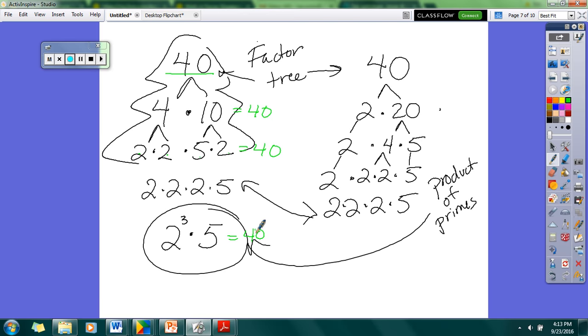You don't have to write this on your paper. You're not going to actually write this at all. But I just want to show you where I'm getting these numbers from and why I know that the product of primes is 2 to the third power times 5. So let's look at another example.